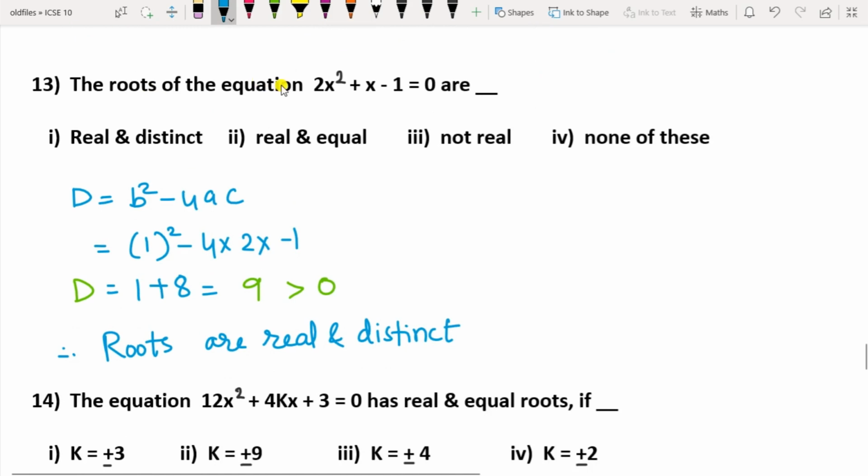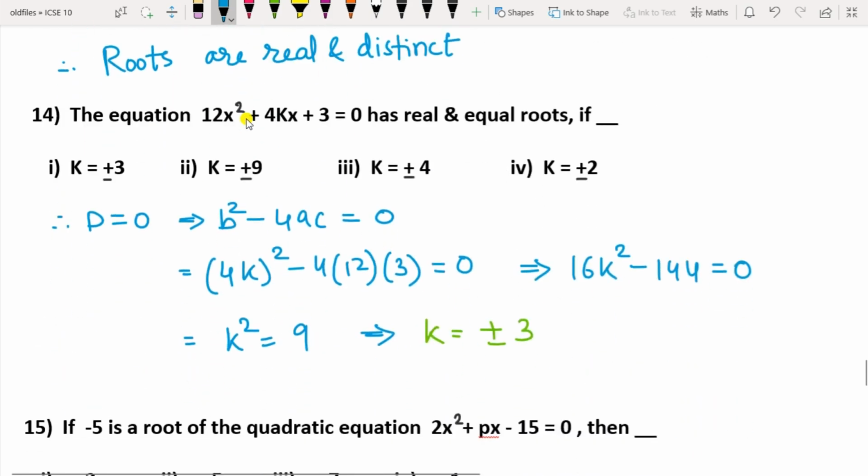Question 13. The roots of the equation 2x square plus x minus 1 equal to 0 are. So you have to find the nature of the roots. So that's why you have to find the value of d. So d equal to b square minus 4ac. From the equation b is 1, a is 2 and c is minus 1. You get the value of d as 9, which is greater than 0. And since it is greater than 0, therefore the roots are real and distinct. So option 1 is the correct option.